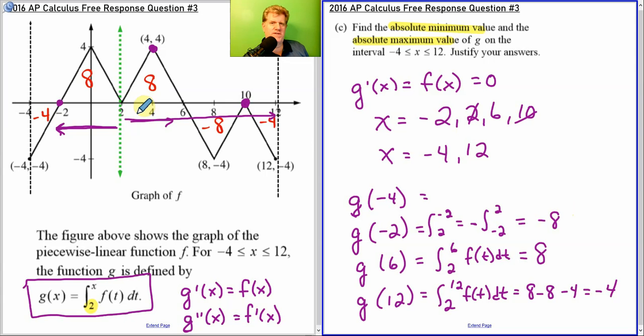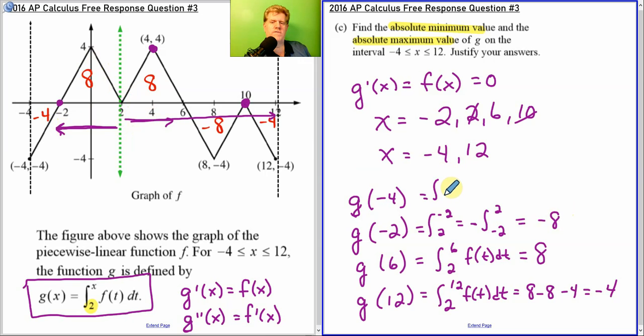Now I want you to think about this also in a different way. If I start here and I'm going backwards on the graph, then everything's going to be in the opposite direction. So instead of being a positive 8, it's going to be a negative 8. So it's another way to think about it.